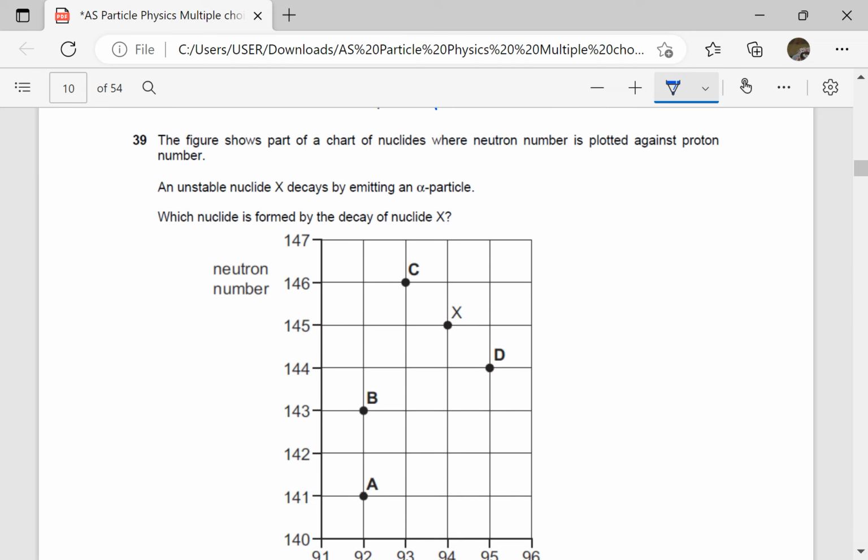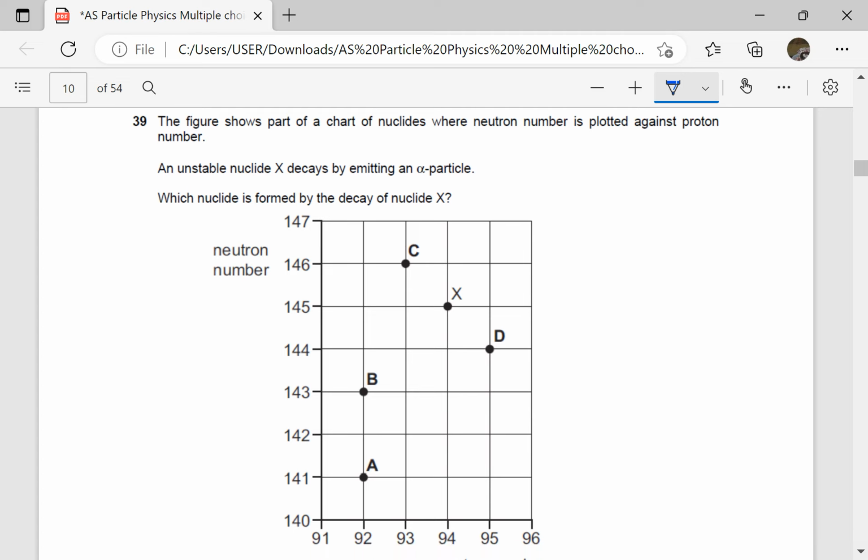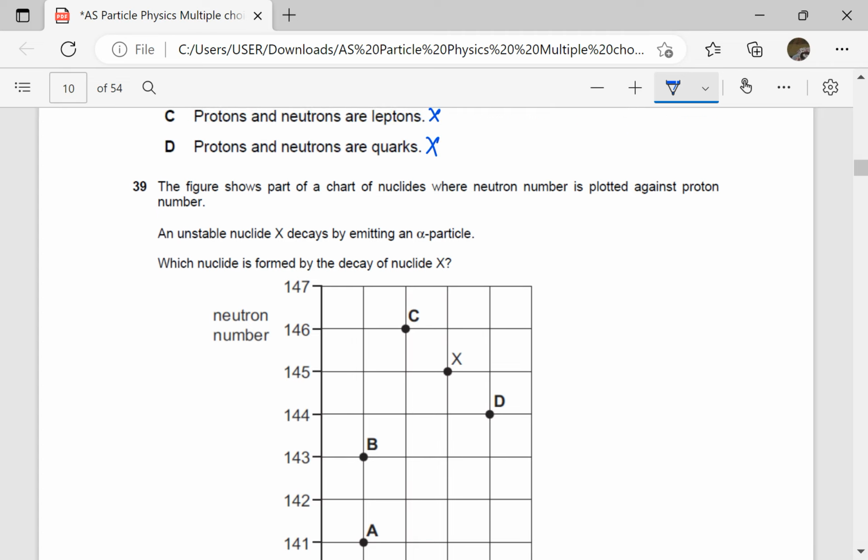The figure shows part of a chart of nuclides where the neutron number is plotted against the proton number. An unstable nuclide X decays by emitting an alpha particle. Which nuclide is formed by the decay of nuclide X? So they are saying X decays by emitting an alpha particle.